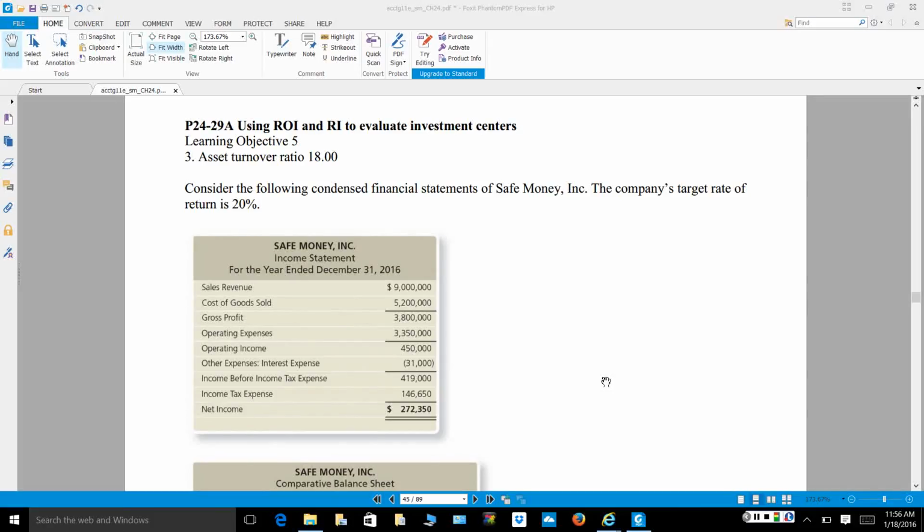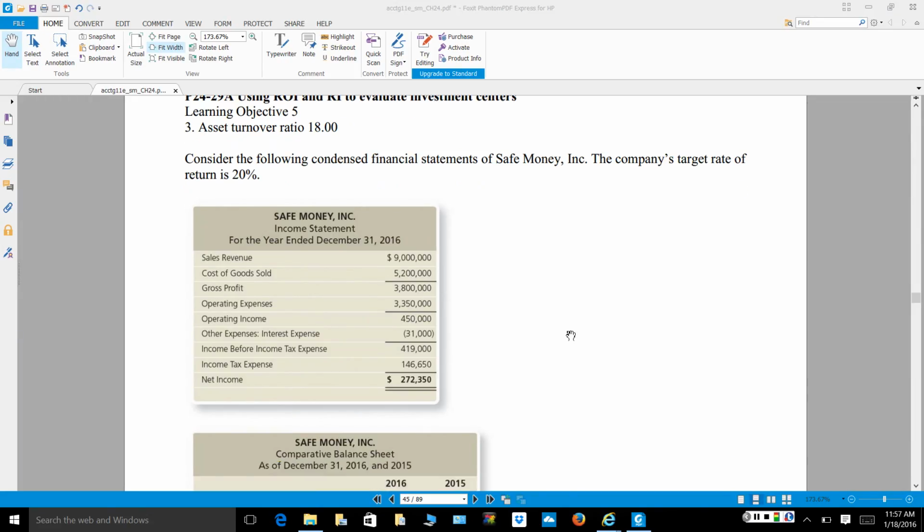Problem 29A addresses return on investment and residual income as key performance indicators to evaluate investment centers. So we begin with the income statement for Safe Money, and it tells us that the company's target rate of return is 20%. So we can see their sales, cost of goods sold, and gross profit, operating expenses, all the way down to net income.